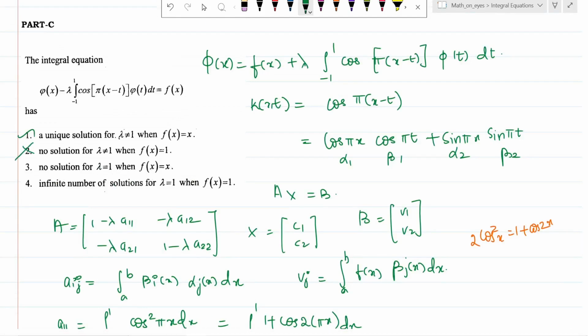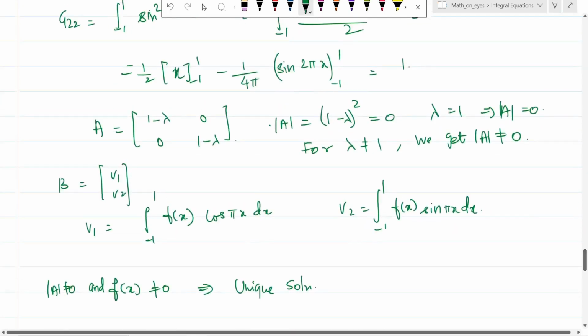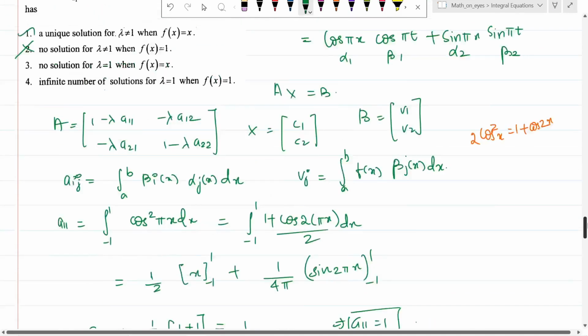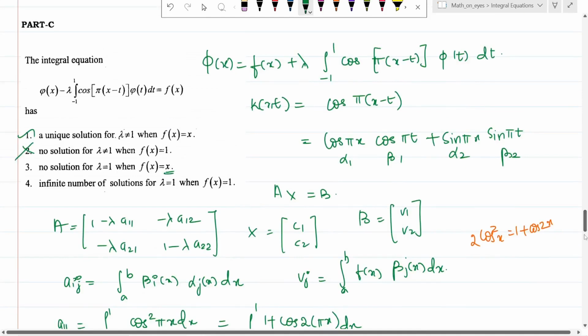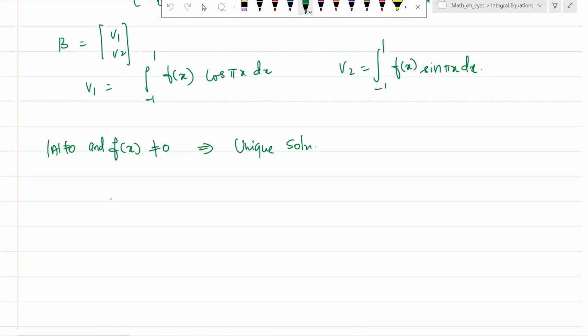And the third option: no solution for lambda equal to 1 when f of x is equal to x. Yes, this is a possibility. No solution for lambda equal to 1 means determinant of A should be equal to 0 for lambda equal to 1. Yes, for lambda equal to 1, we are getting the determinant of A equal to 0. Now we need to verify whether f of x equal to x satisfies this or not. We will take f of x equal to x here, find V1 and V2, find the augmented matrix, and then find the solution.